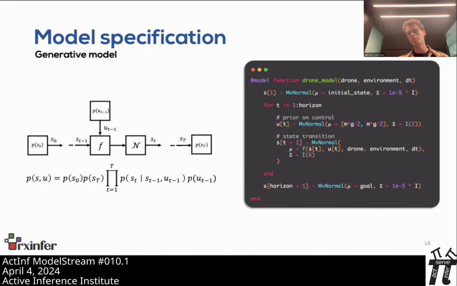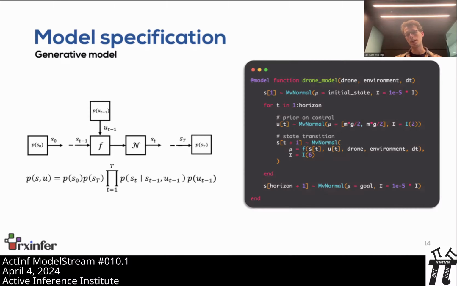So this mg divided by 2, which is actually the force of the left and right rotor respectively, they compensate for the force of gravity if the drone were to be upright. So here we provide some additional information that allows us to improve convergence and also estimation, because we know that the drone is probably not going to drop out of the air. We want it actually to kind of stabilize and stay at its position. So we do that here by putting this prior on the control.